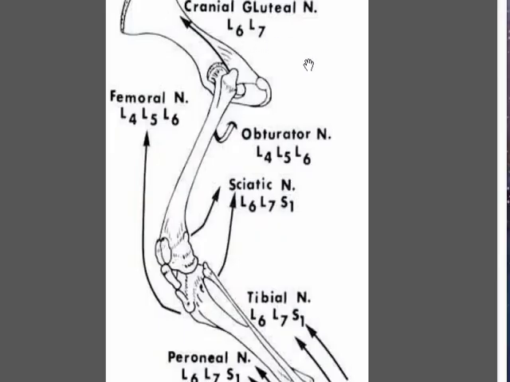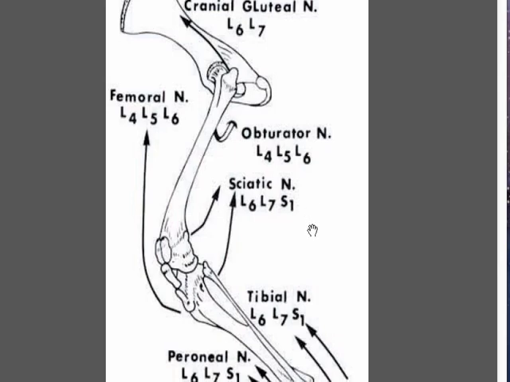This cartoon of the pelvic limb shows named nerves like craniogluteal, femoral, obturator, sciatic, tibial, and peroneal or fibular, innervating different regions of the limb. Each of these regional nerves has to contain axons from typically 3 spinal nerves because the muscles that they innervate were formed by merger of 3 myotomes.